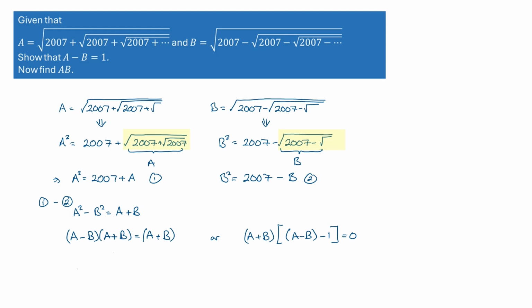Now I know that a plus b isn't 0, because I know from the question that a is a number. I don't know what that number is, but it's definitely a positive number. And b is definitely a positive number. So therefore a plus b can't be 0.